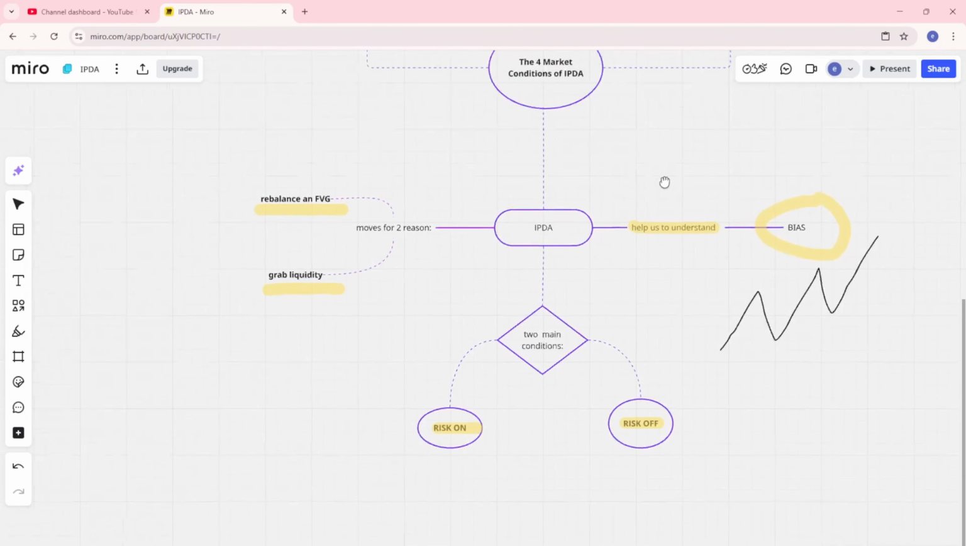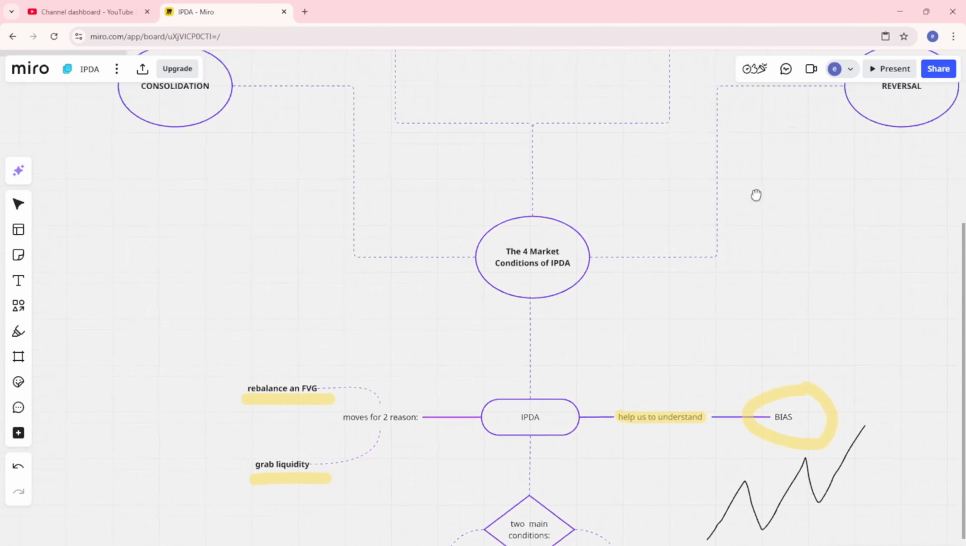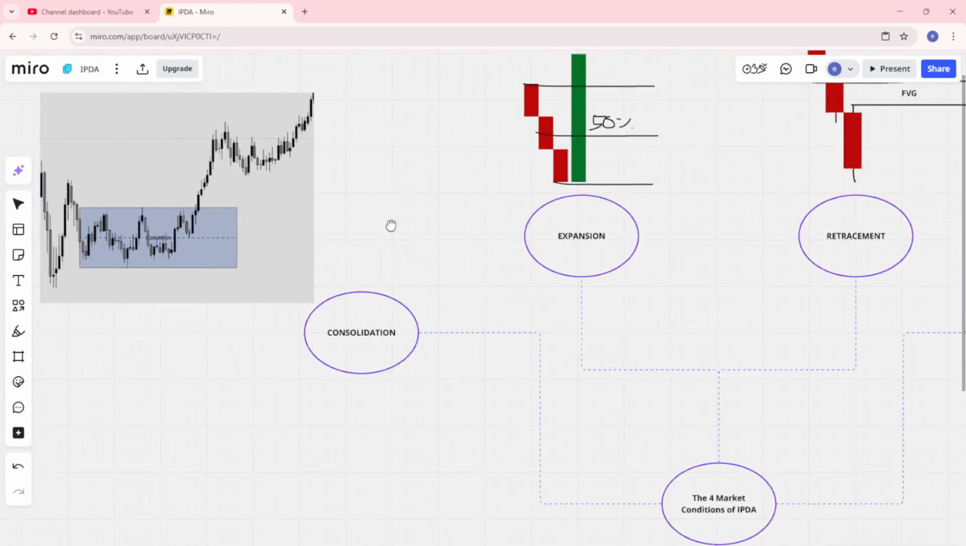But now we can take a look at the four market conditions of IPDA. IPDA operates in four possible phases. The first one is called consolidation. This phase is when IPDA keeps price trapped between two key levels. The main reference point is the equilibrium. Equilibrium is the 50% level of the consolidation range. To trace this 50% level, you can use the Fibonacci instrument. And from here, the first directional move usually starts.